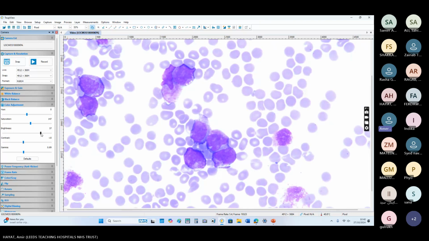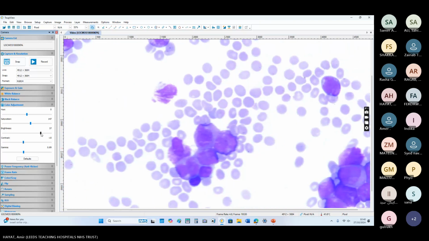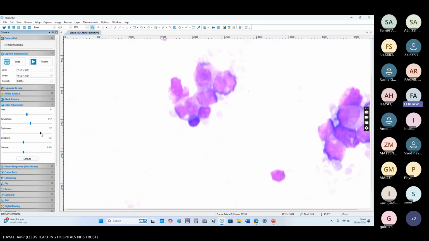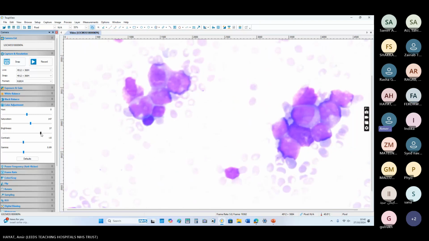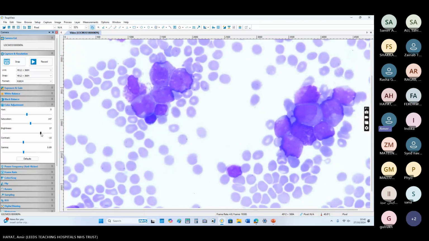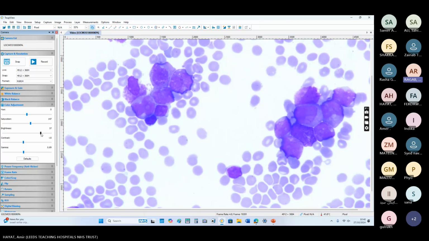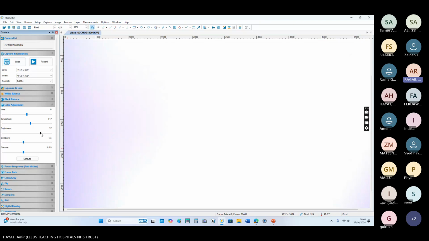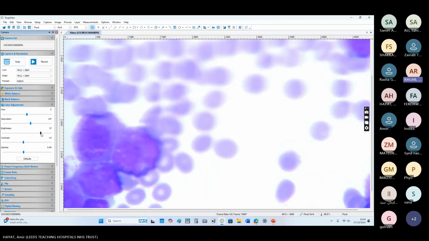Have you seen Auer rods overall? If you haven't seen Auer rods here, do not mention it in your answer. So far, it's mainly hypergranularity. I can't appreciate Auer rods so far.